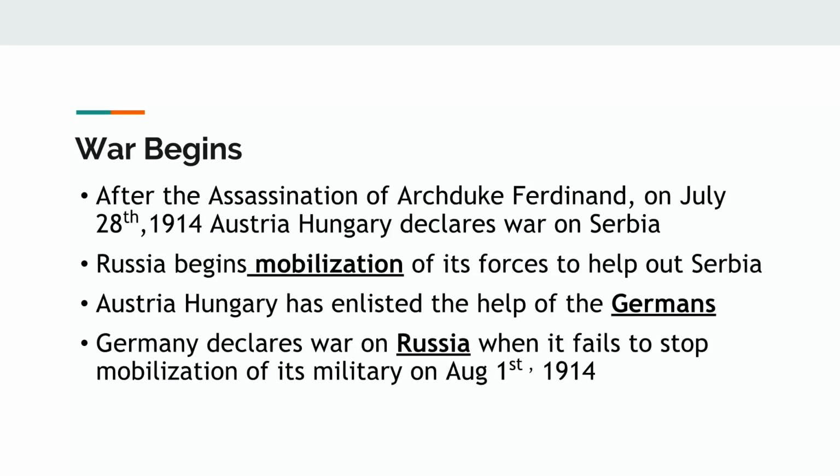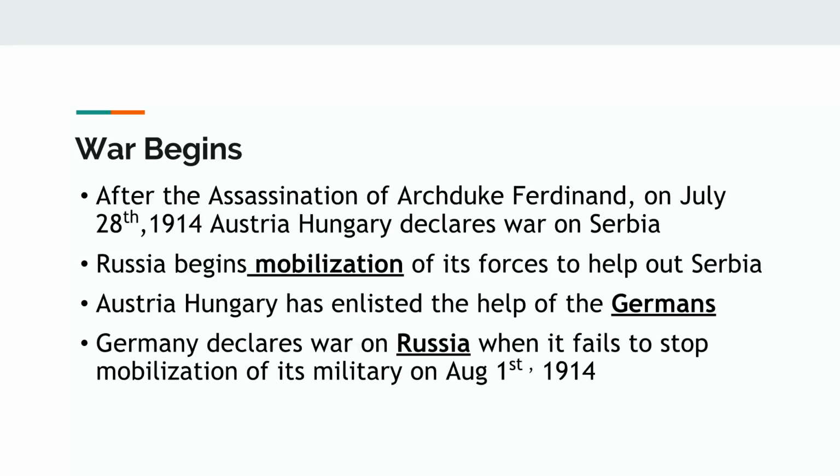After the assassination, which occurred in May of 1914, on July 28, 1914, Austria-Hungary would declare war on Serbia. If you remember from the last lesson, this was because the assassin Gavrilo Princip was from Serbia and he was a Serbian nationalist. So Austria-Hungary blamed Serbia for the assassination and for eventually starting the war.